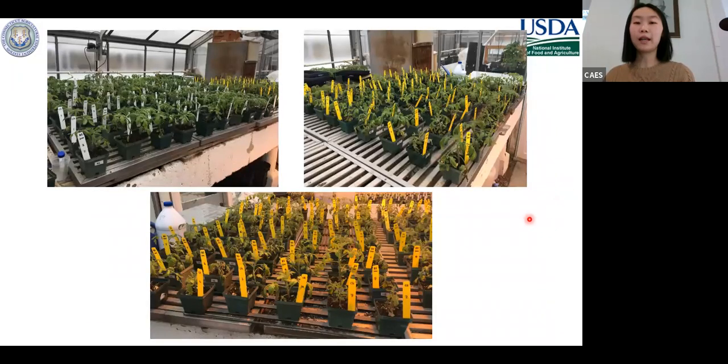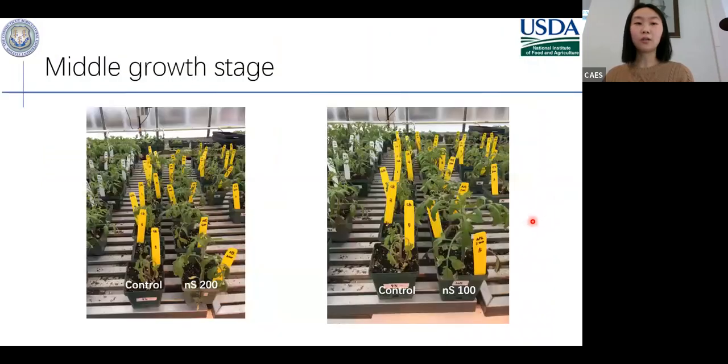But after the plants grow to the middle growth stage, we could see some effect of the sulfur treatment. I don't know if you could see clearly, but on the right side is the control, and on the left side is the pristine nanosulfur at 200 ppm. We could see that it seems significantly more healthy than the infested control at both 100 ppm and 200 ppm.